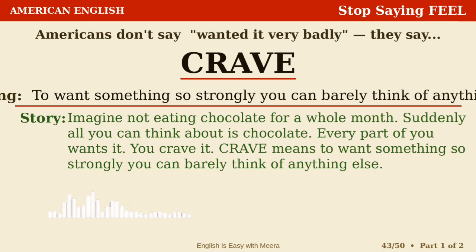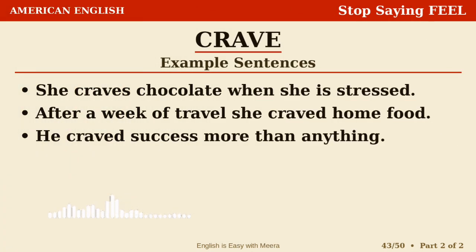43. Crave. Americans don't say, "wanted it very badly." They say crave, meaning, to want something so strongly you can barely think about anything else. Story. Imagine not eating chocolate for a whole month. Suddenly all you can think about is chocolate. Every part of you wants it. You crave it. Example. She craves chocolate when she is stressed. After a week of travel, she craved home food. He craved success more than anything.